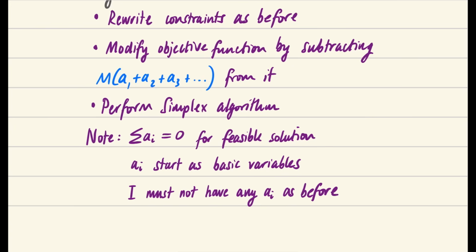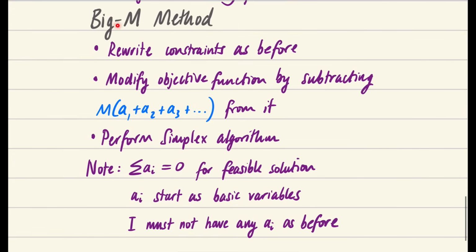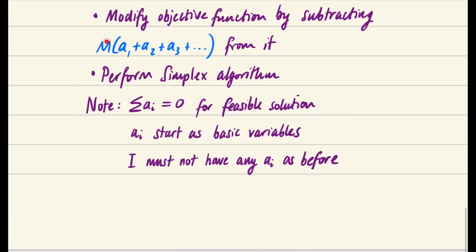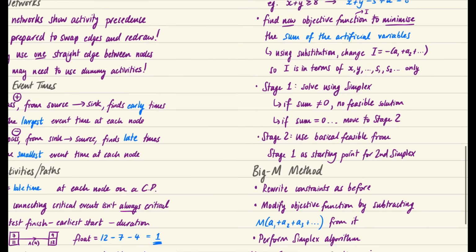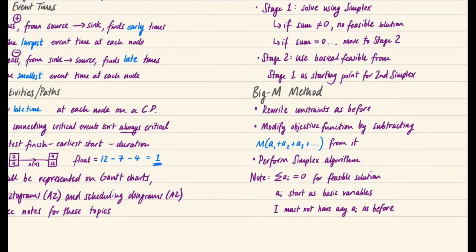Okay, then all we need to do is perform the simplex algorithm once for this big M method. It doesn't need to be performed twice like with the two-stage method. And we treat M as just a very large number. A few notes: in order for there to be a feasible solution, the sum of these artificial variables must be 0. We also need to note that the artificial ones are going to start as the basic variables. And as before, the I part, the objective function that has been modified, must not have any artificial variables in it. The objective function must only be in terms of x, y, slack, and surplus. So we have to do a bit of rearranging and substitution for that.